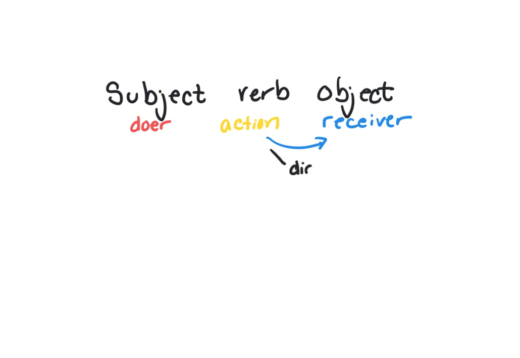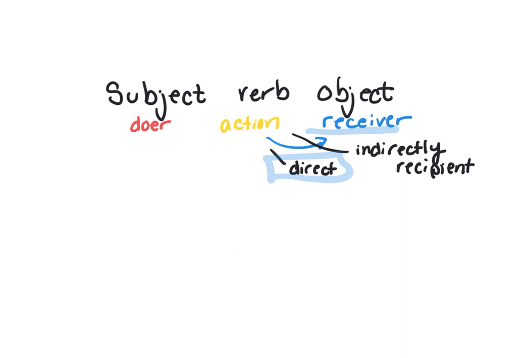There are things that directly receive the action and things that indirectly end up being the recipient of the action. And we'll talk about that a little bit more. But today we are focusing on the direct receiver of the action. Later on, another day, we're going to talk about these indirect recipients. But let's start figuring out how to decide what is that direct object, what is the direct receiver of the action.